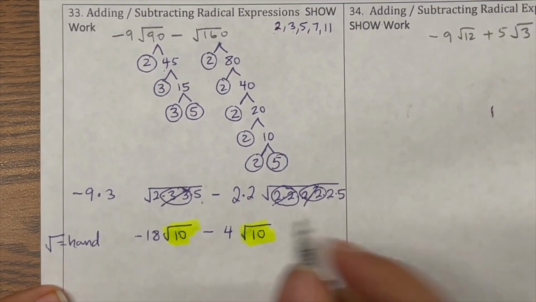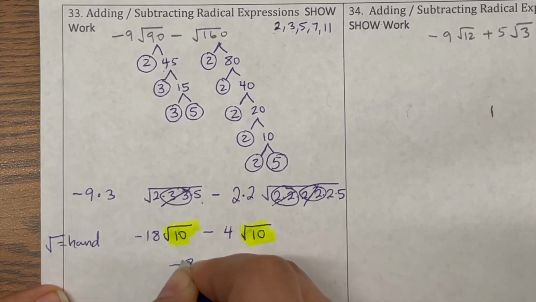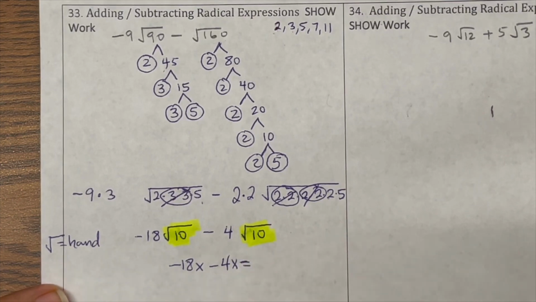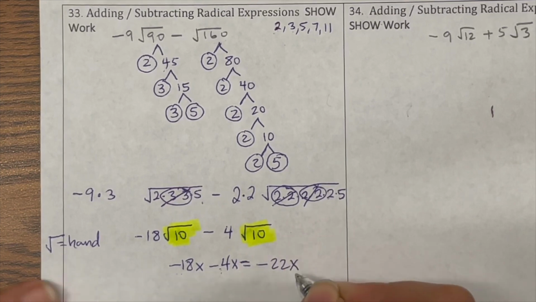So this is what I want you to think of because you can actually give me this answer really fast. If I had -18x minus 4x, what would that equal? So you would just combine them, right? Negatives are meeting negatives, so more negatives. So that's going to be 22x.